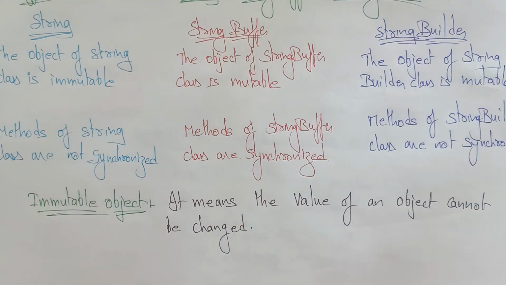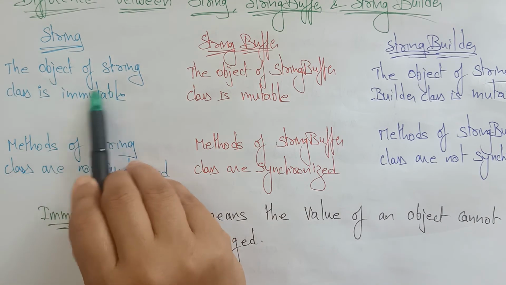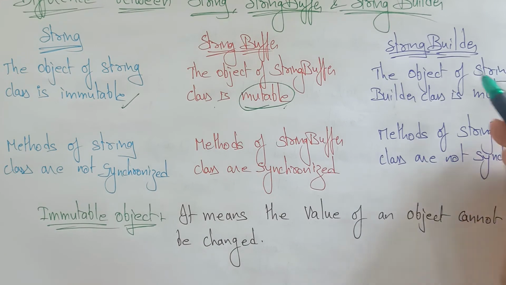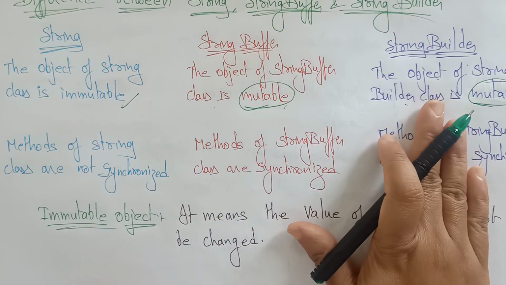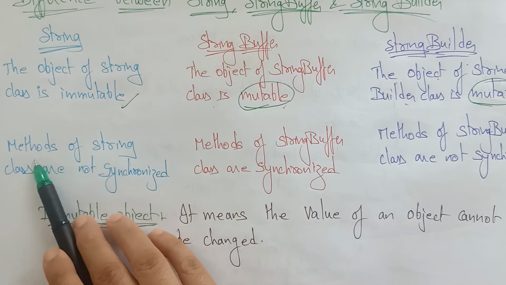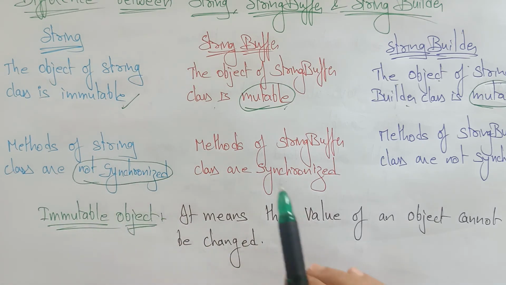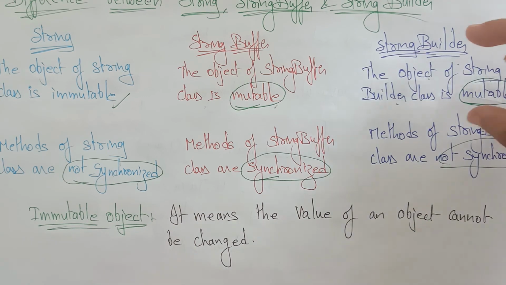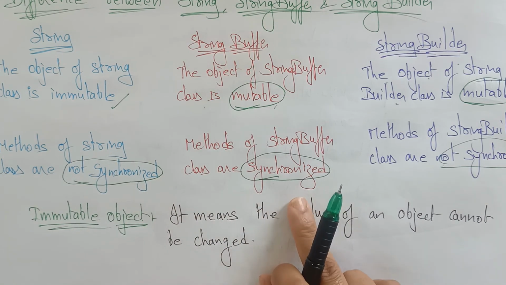Now I want to give the difference between String, StringBuffer and StringBuilder. String means the object of the String class is immutable, whereas in StringBuffer, the object of the StringBuffer class is mutable. And the StringBuilder object is also mutable. So for StringBuffer and StringBuilder the objects are mutable, whereas in String the object is immutable. Coming to the next: the methods of the String class are not synchronized. In StringBuffer, the methods are synchronized. The StringBuilder methods are not synchronized. So StringBuilder methods and String methods are not synchronized, whereas StringBuffer methods are synchronized.